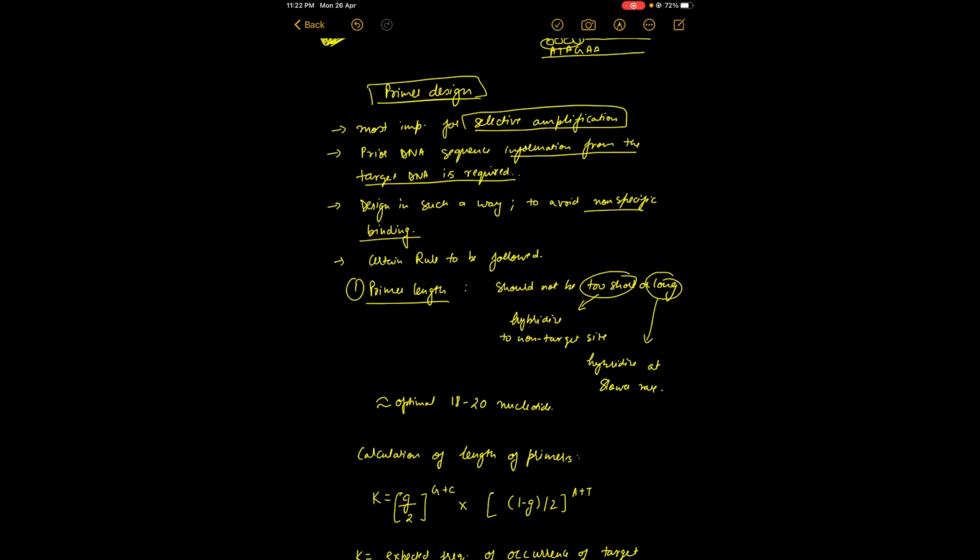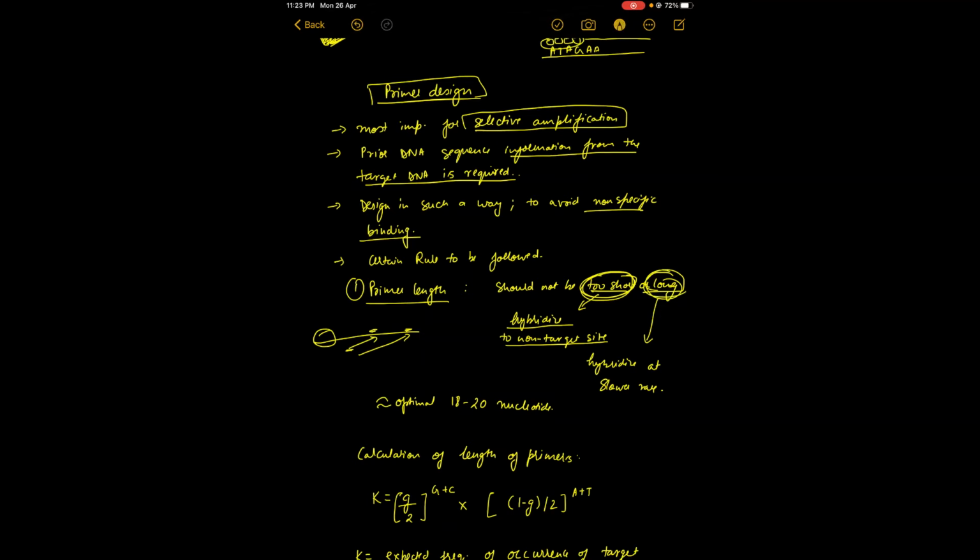And this primer length should not be too short, or it should not be too long. Why not too short? Because if it is very short it can hybridize to the non-target site. Okay, this is a fragment and this is our target site, but if our primer is too small it can bind to this region also, this region also, because the sequence can be the same here also.